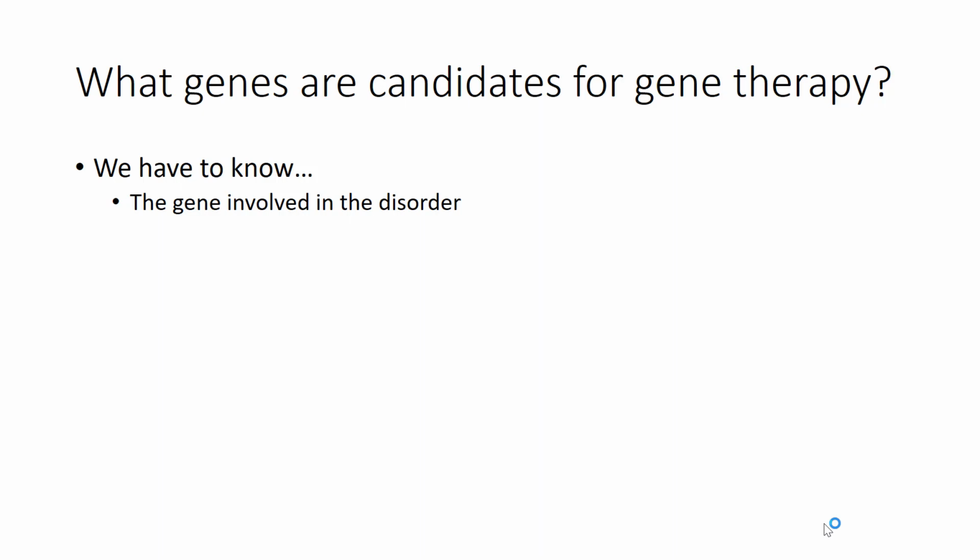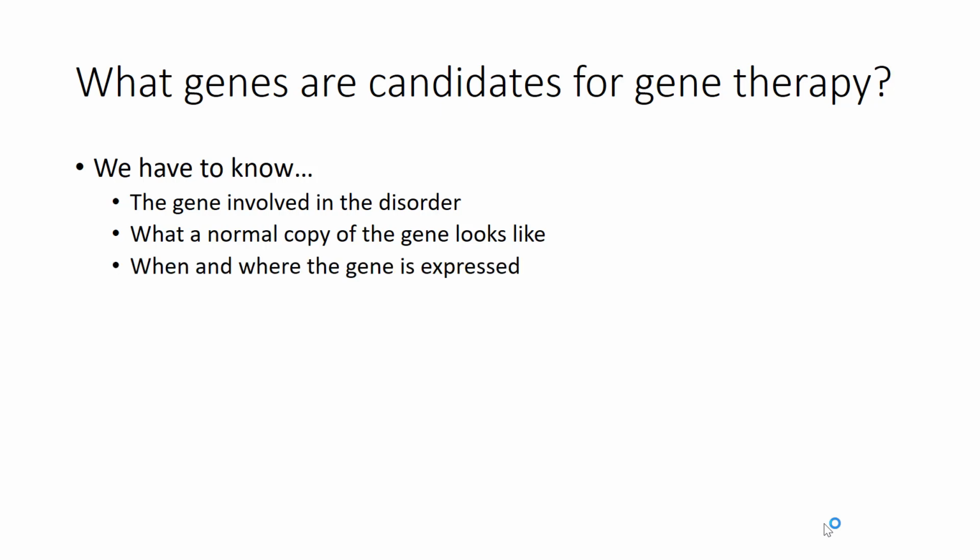So, in an ideal case, like let's say cystic fibrosis, we know the gene that causes the disorder, and so this would be a good candidate for gene therapy. We need to know what a normal copy of the gene looks like. Again, using cystic fibrosis as an example, we know what a normal copy of the gene looks like because we've studied this gene in great detail. We know what the protein product looks like, we know what it does, we know how it should operate.